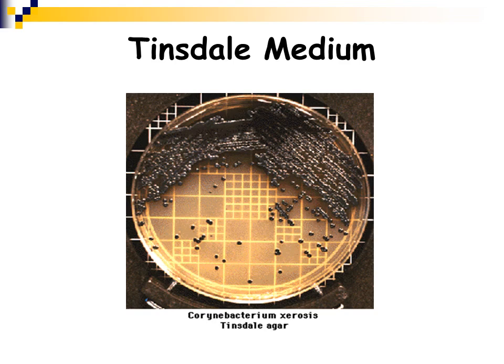This is a picture of Corynebacterium xerosis on Tinsdale agar, and you can see the dark brown to black color of the colonies, and it tinges the media so that the media looks like there's a little halo around the organism.